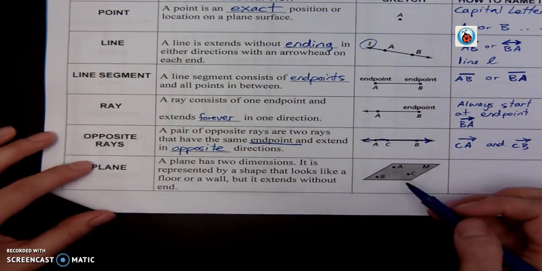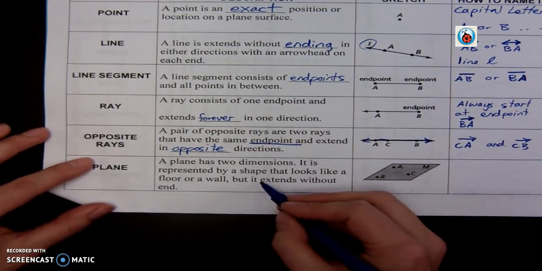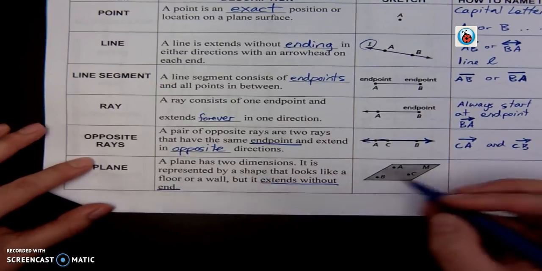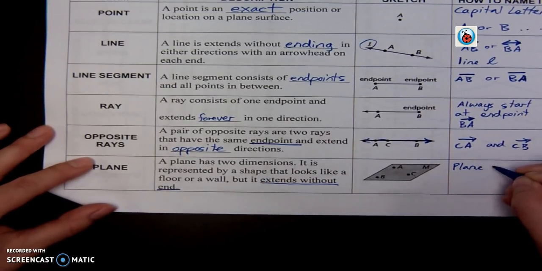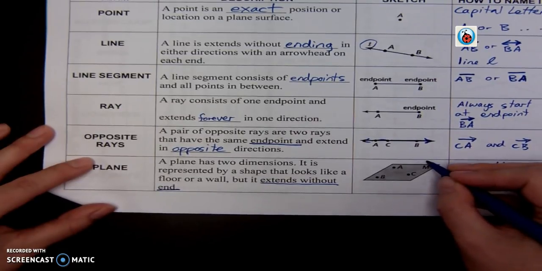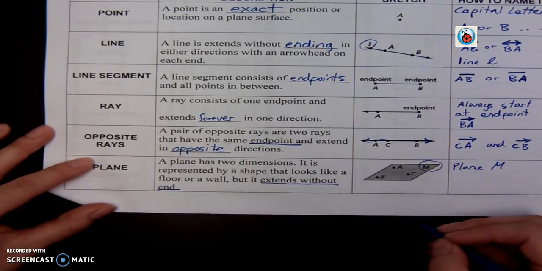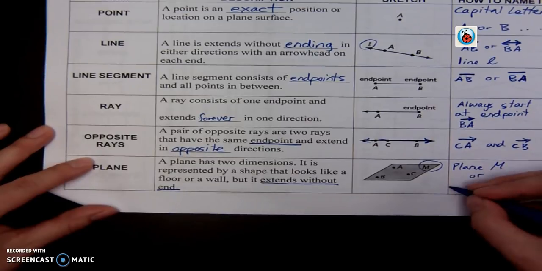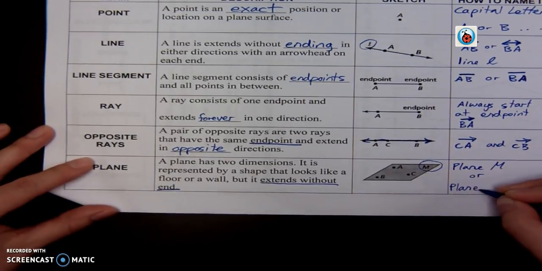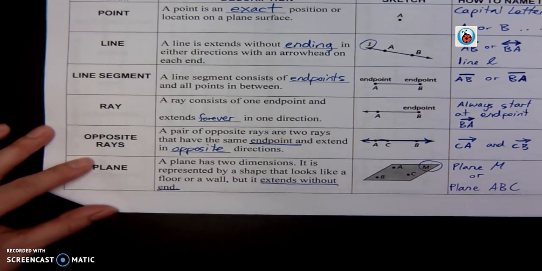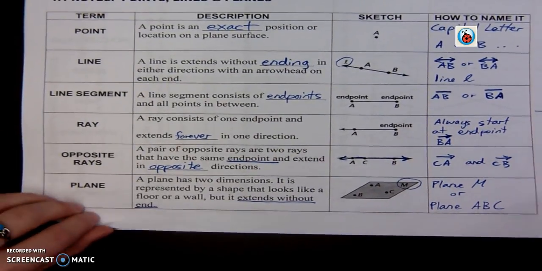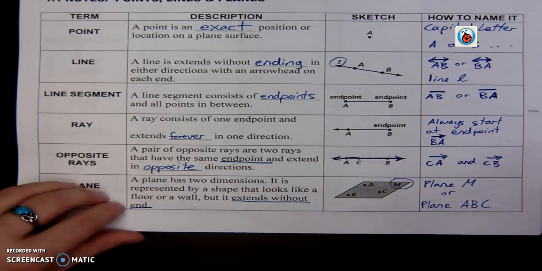Okay, and a plane is just 2 dimensions, looks like this, but it technically extends without end. So that would be called either plane M, because we have that M in the corner that is not labeled with a point, or we could call it plane ABC by just labeling three of the points on the plane. Alright, so flip on over to your next page once you have that.